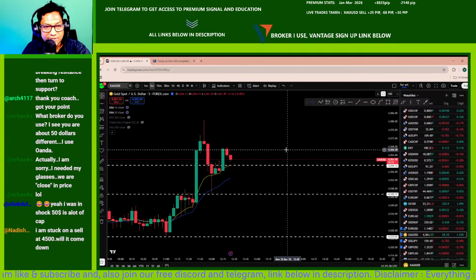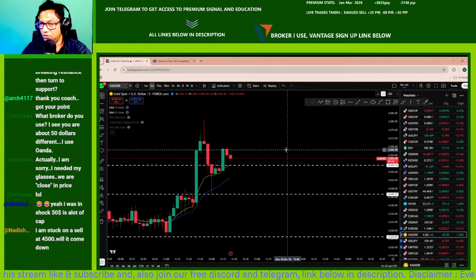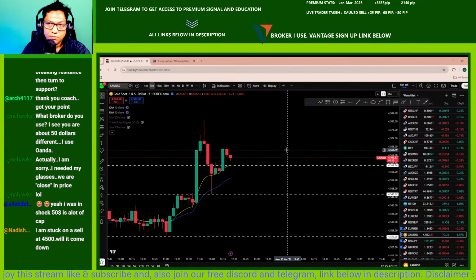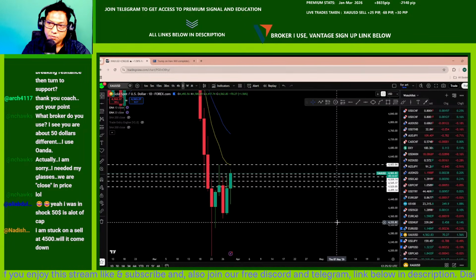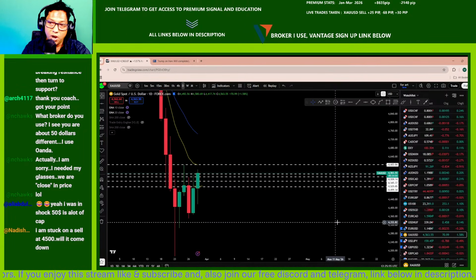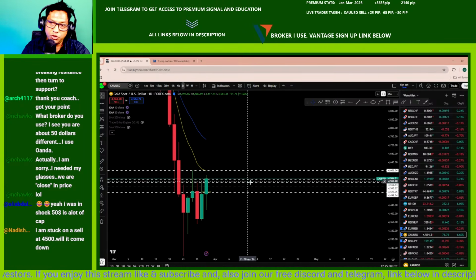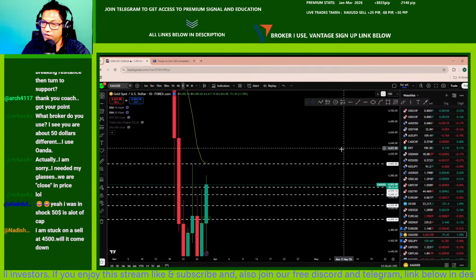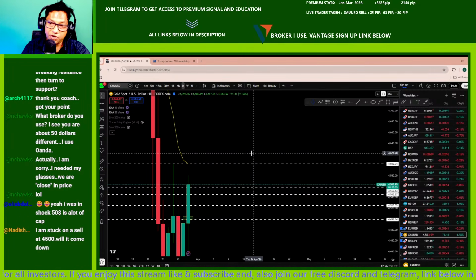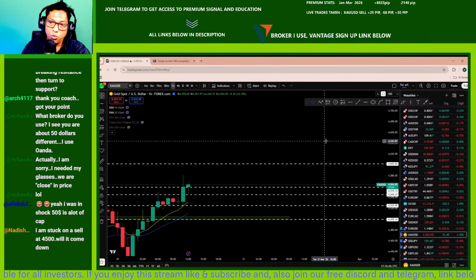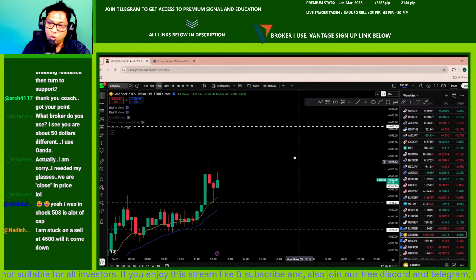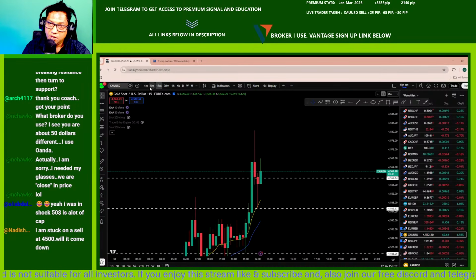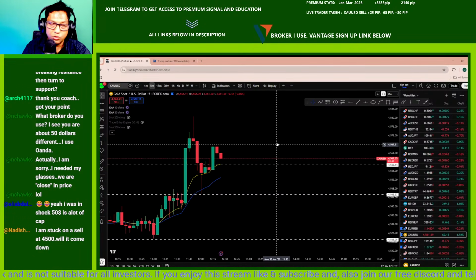I'm stuck on a sell at 4500. Will it come down? That's a good question. It might come down, but before it comes down, it might go up further. There is a daily 10 EMA approaching, which is at 4600. So even if it comes down, it might try to push up further, depending on your risk management. If it is a very small lot, you can hold on. Probably you can, depending on what strategy you have used, of course.